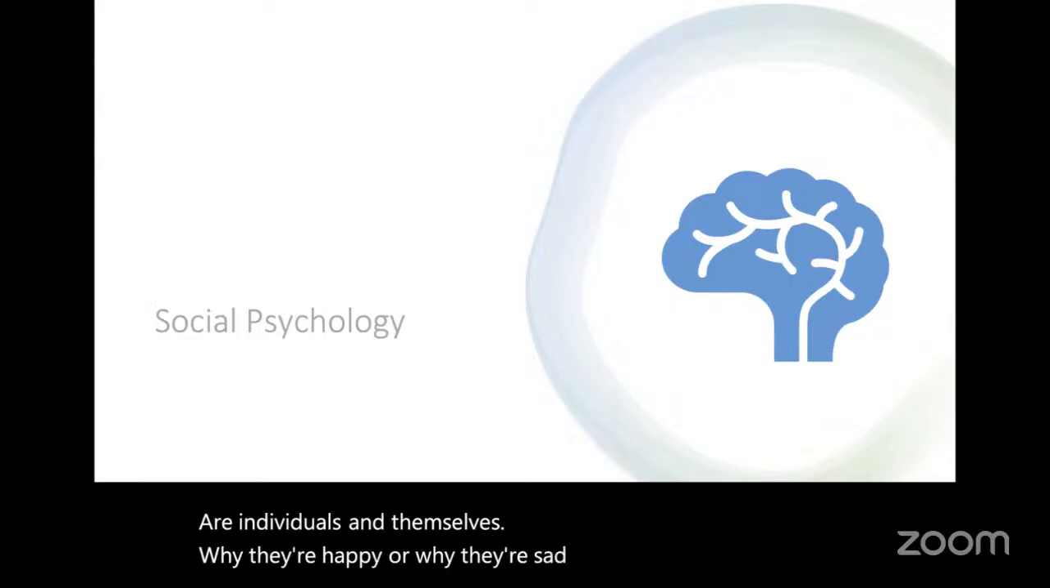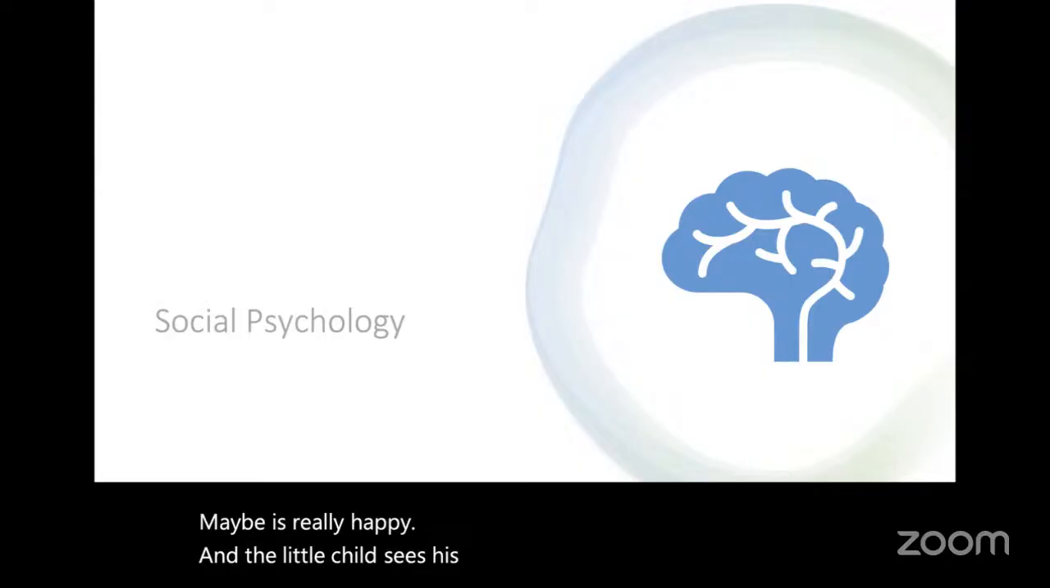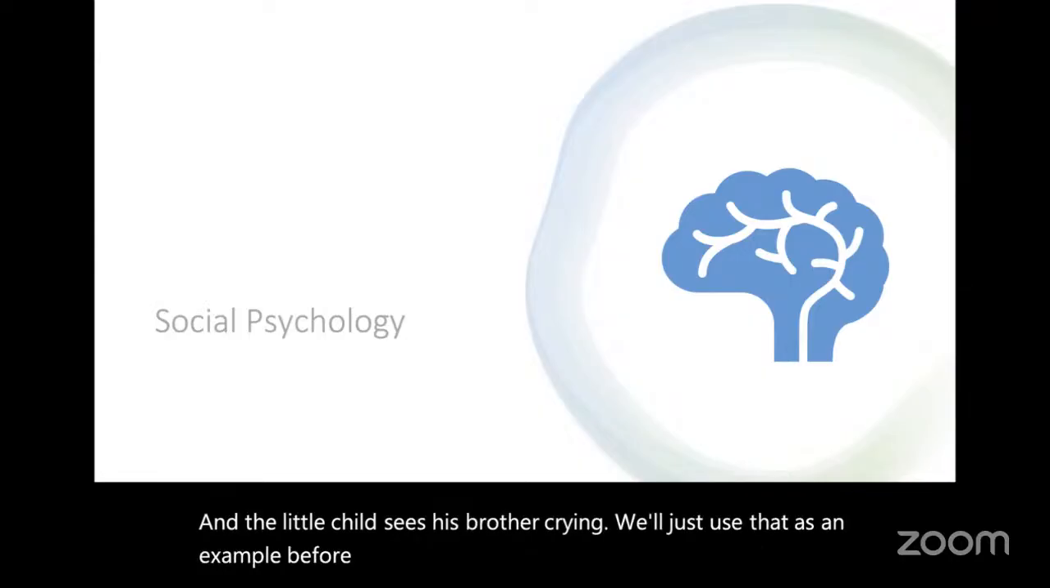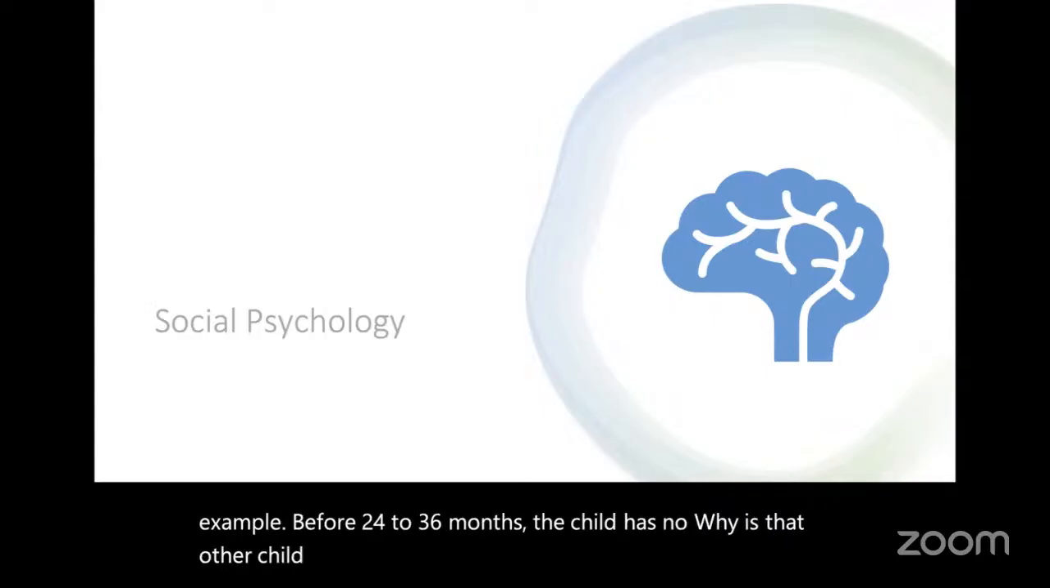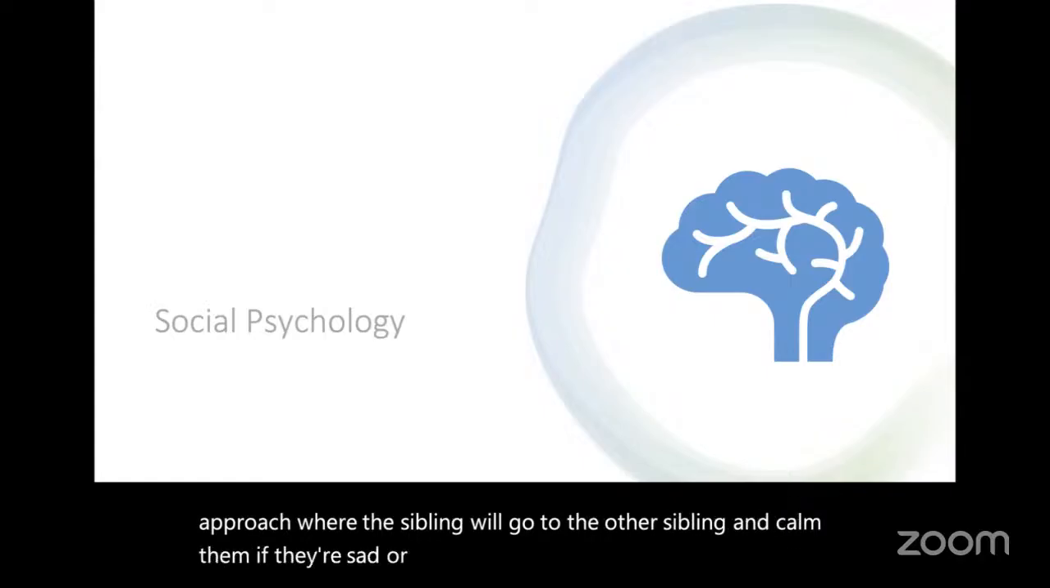So it's when a little child maybe is really happy and the little child sees his brother crying. We'll just use that as an example. Before 24 to 36 months, the child wonders, why is that other child behaving differently than me? It doesn't make sense to them. But at 24 to 36 months is when you see things like empathetic approach, where the sibling will go to the other sibling and calm them if they're sad or angry, even though they're not.